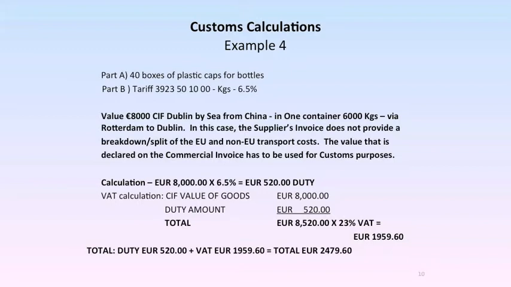€1,959.60 payable to Revenue. So add the duty and the VAT together, and the total payable to Revenue is £2,479.60. Please refer back to example number 3 again, as in that particular case, the split of EU and non-EU transportation charges have been provided, and compare how the duty and VAT was calculated on both of these examples.